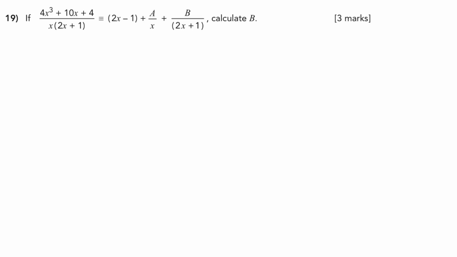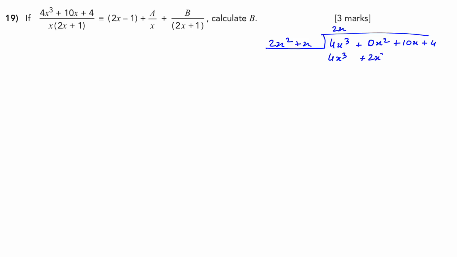So let's start. We will write the divisor outside, expand the bracket here, you will get 2x squared plus x. And then write 4x cubed plus, there's no x squared term, so write 0x squared plus 10x plus 4. So 2x multiplied by 2x squared will give us 4x cubed. And x multiplied by 2x, 2x squared.